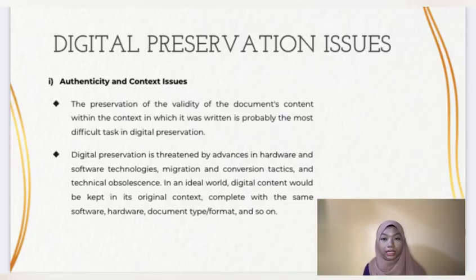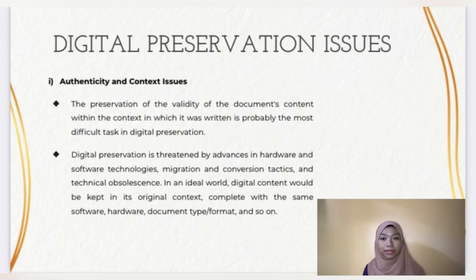There are 4 digital preservation issues, which are authenticity and context issues, obsolescence, migration, and storage media. Authenticity and context issues. The preservation of the validity of document content with the context in which it was written is probably the most difficult task in digital preservation. To ensure that electronic documents keep their credibility, authenticity, and endurance, they must be consistently maintained in accordance with proven standards at each stage of the process.